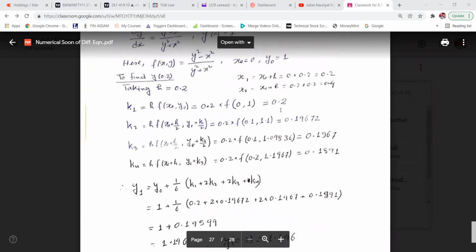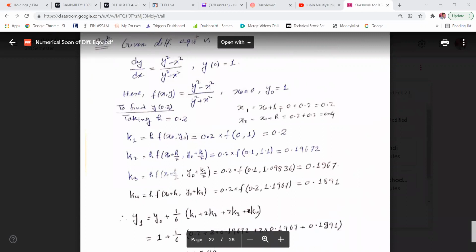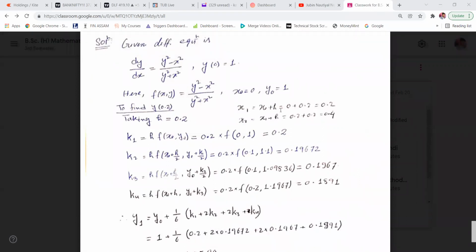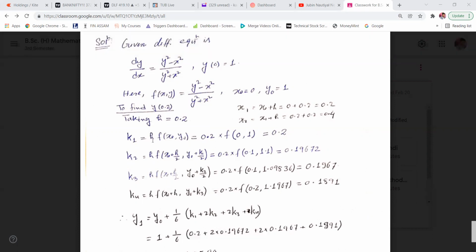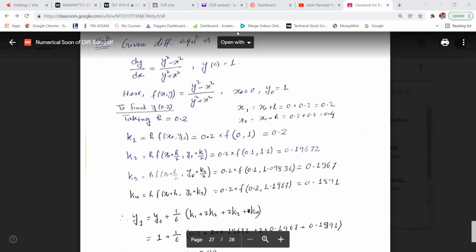Okay, so let's see using Runge-Kutta method of fourth order. So obviously, you know the expression for Runge-Kutta method of fourth order, where you need to find out the first approximation. If you put n equal to 0, you will get the first approximation. Put n equal to 1, you will get the second approximation. So for first, I'm taking n equal to 0.